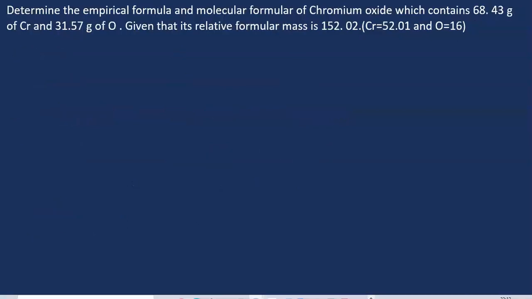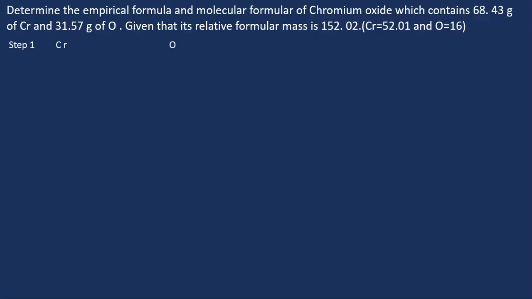In this example, we will determine the empirical formula and molecular formula of chromium oxide, where the composition is expressed in mass. We follow the same approach as we did with the percentages. Work out the empirical formula following these steps. Step number 1, write down the elements in the compound. Step 2, write down the masses of the elements.